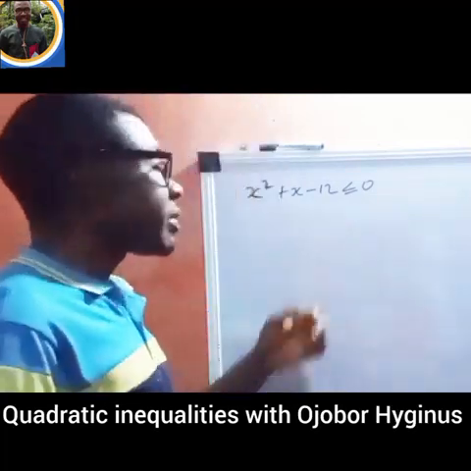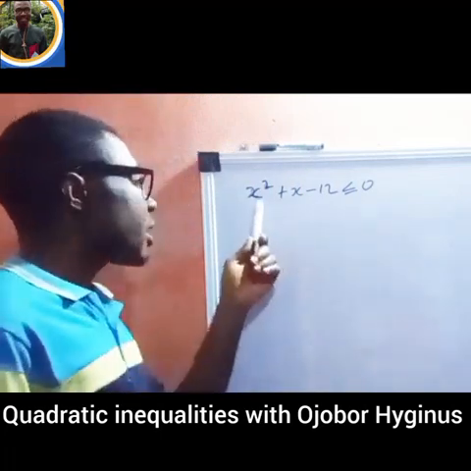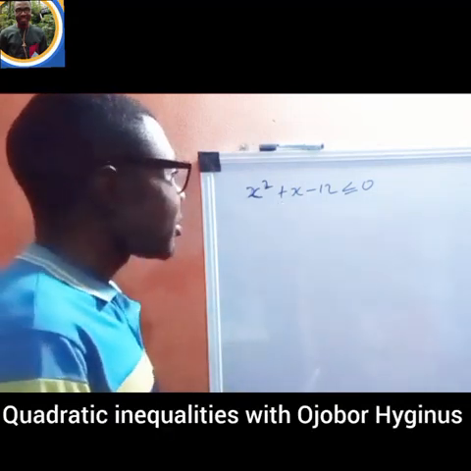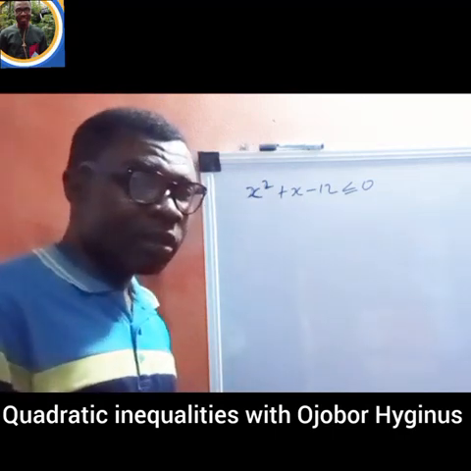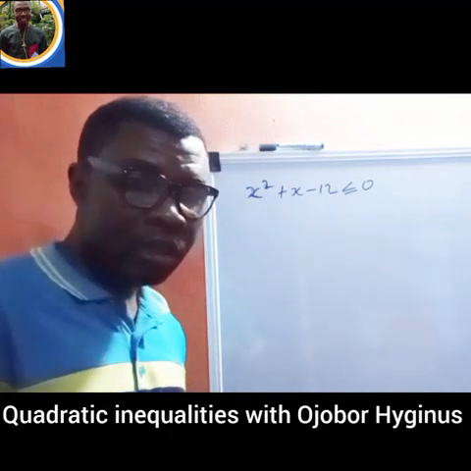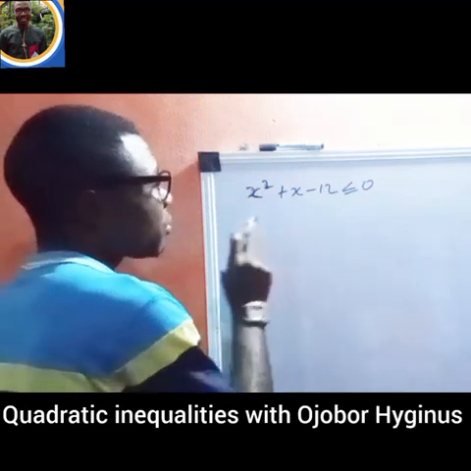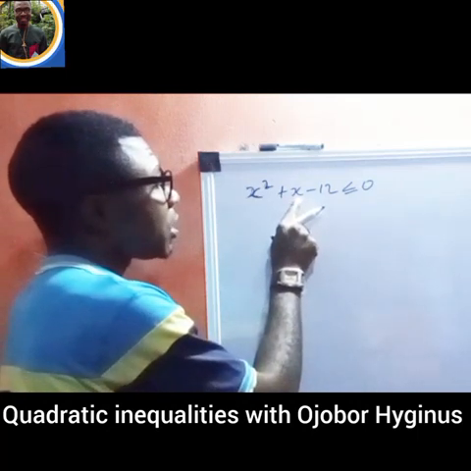Let us look at quadratic inequality today. So you look at this inequality, x squared plus x minus 12 is less than or equal to 0. Quadratic inequality, you solve like quadratic equation until you come to the end, then you see a little difference I will have there.